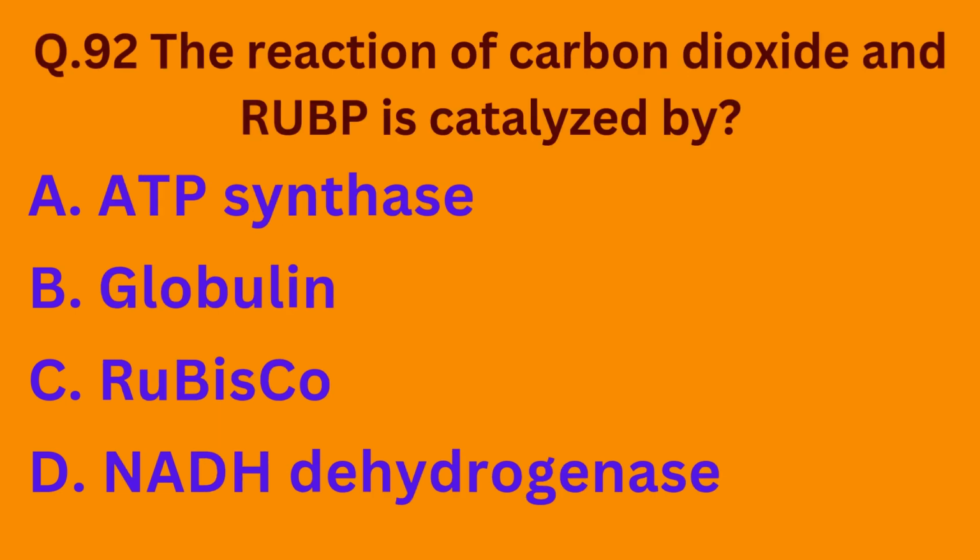Question number 92. The reaction of carbon dioxide and RUBP is catalyzed by option A, ATP synthase. Option B, globulin. Option C, rubisco. And option D, NADH dehydrogenase. The correct option is option C, rubisco.